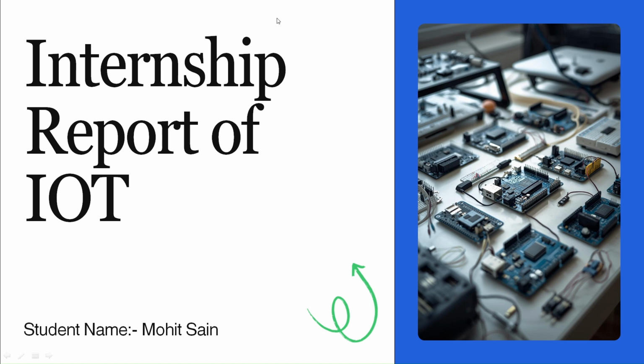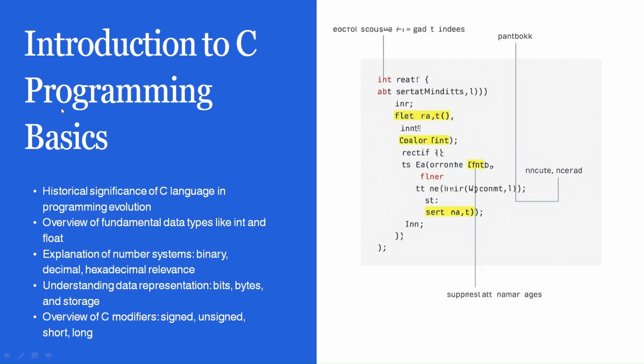Basically, on the first day we just got to know about the internship, about the company, about the HRs of the company. It is just basic knowledge about the company and about the training, how the training goes through the whole month. After that, on the second day, let's start the presentation. So we start with the introduction of C programming.